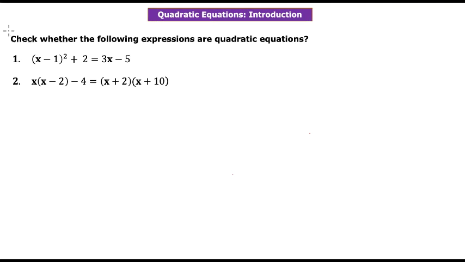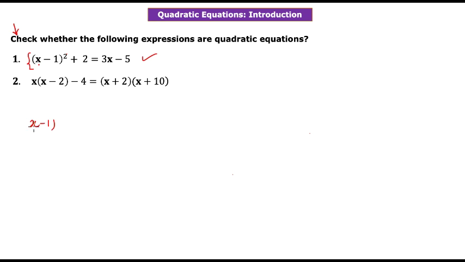So the given task is that we have to check whether the following expressions are quadratic equations or not. The very first one is x minus 1 whole square plus 2 is equal to 3x minus 5. At first glance, it looks like a quadratic equation because we have a variable x here and then we have a power of 2, which is outside this parenthesis, right? So it does appear like a quadratic equation, but we need to be very sure about it. So let's solve example 1 and see what it reduces down to.